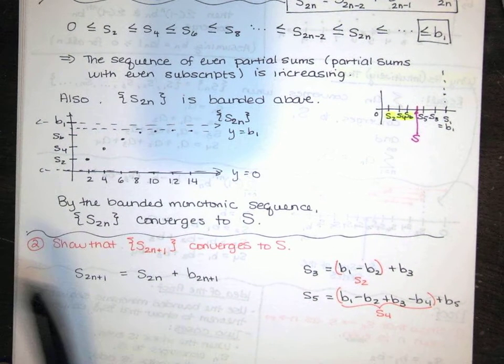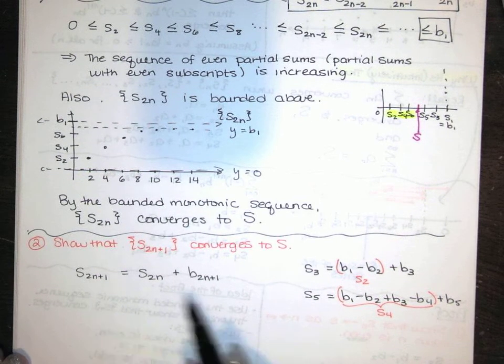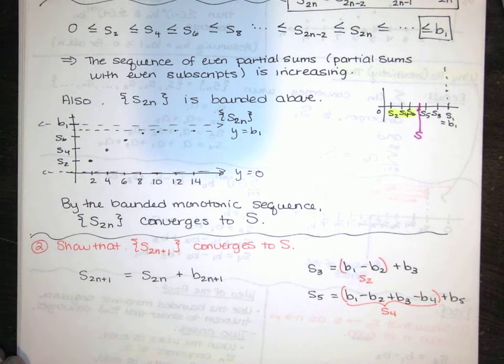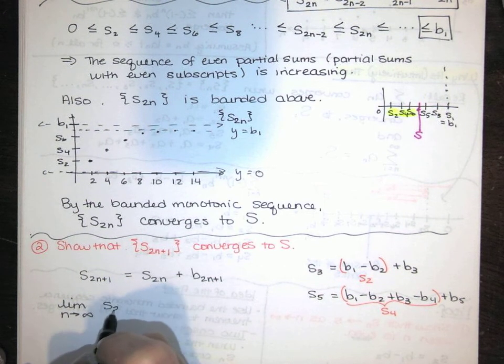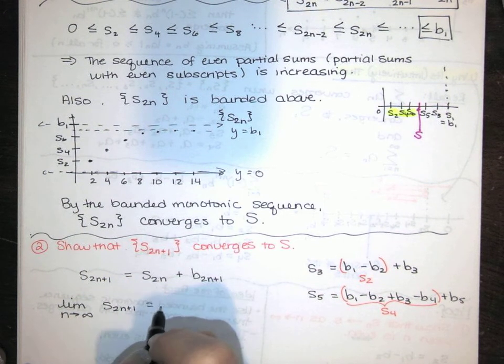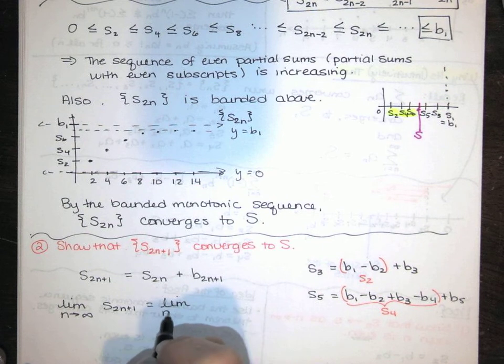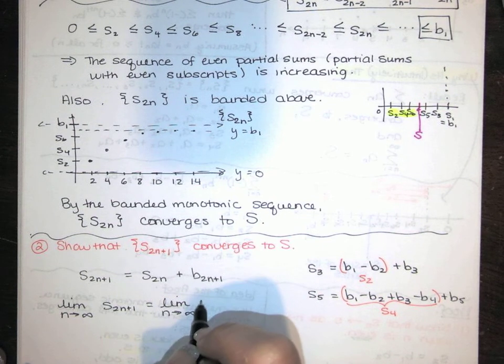Okay, so we're here. Now let's take the limit of both sides as n goes to infinity. Provided these limits exist, the limit of the sum is the sum of the limits.